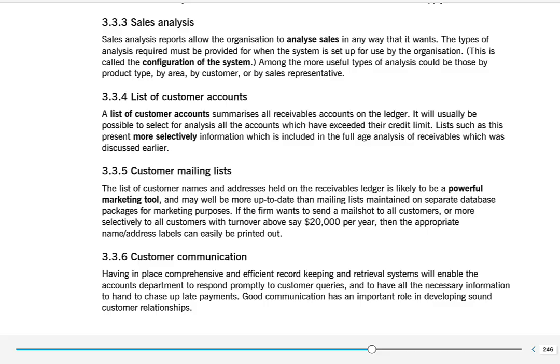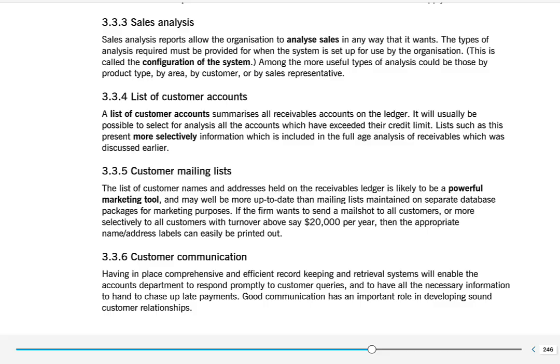Why the business uses this report? The main reason is speed and prioritizing. In a real accounts office, you do not have time to open every single customer account every day. So the list of customer accounts helps you do 3 jobs quickly. Job 1, identify who owes money. You can immediately see the customers with balances. Job 2, identify who is risky. If the list shows overdue status or age bands, you can spot customers with older debts. Job 3, support credit control decisions. If the list shows credit limits, you can spot customers who are near their limit or have exceeded it.